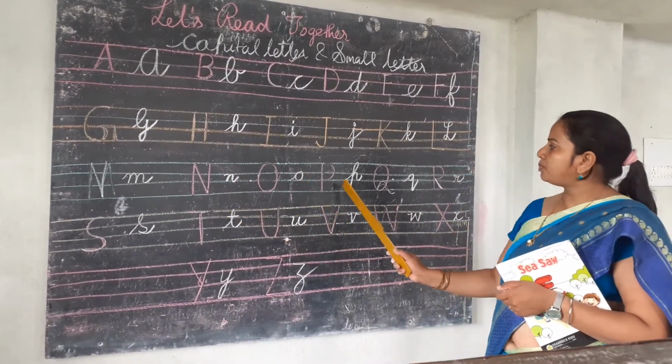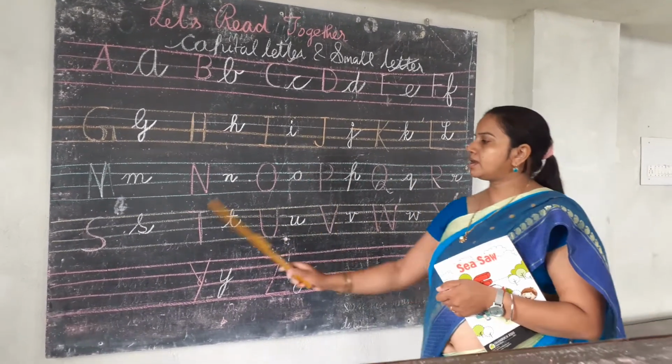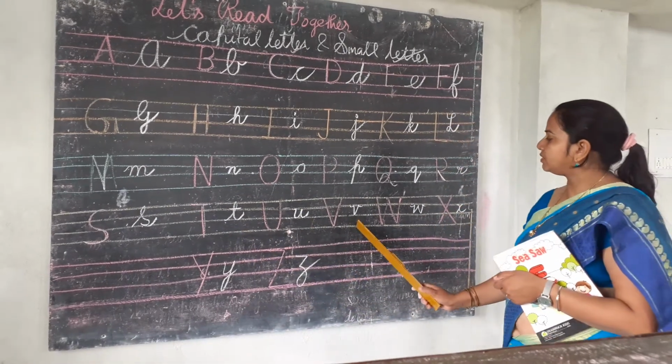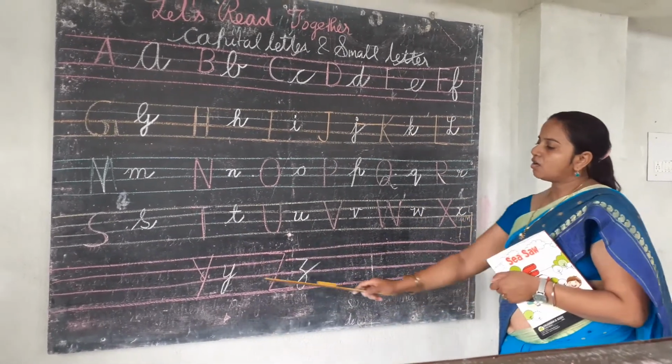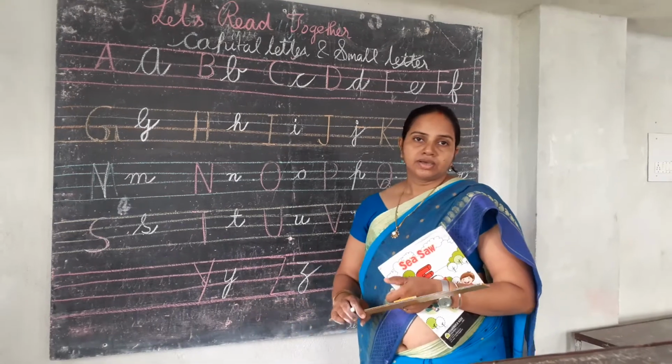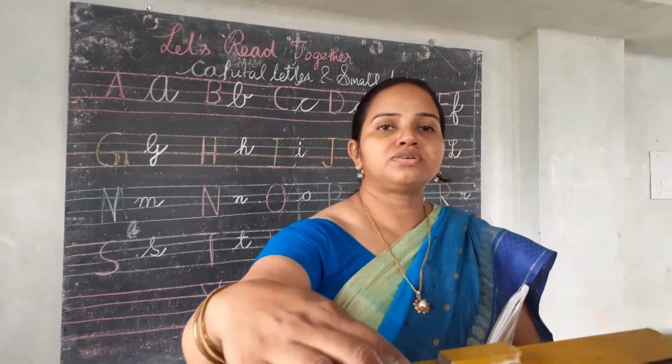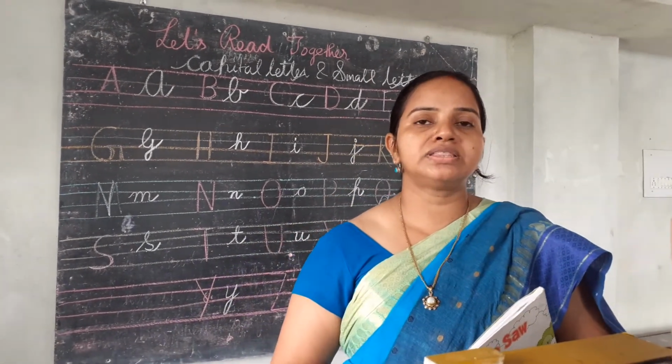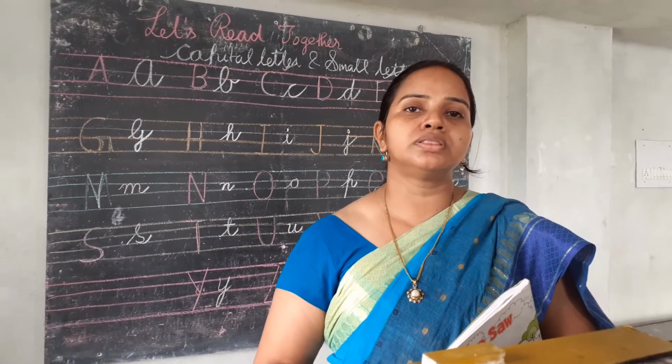O, P, Q, R, S, T, U, V, W, X, Y, and Z. Okay, so I presume that you have learned the capital letter and small letter. In the next video, I'll tell you how to learn the words.